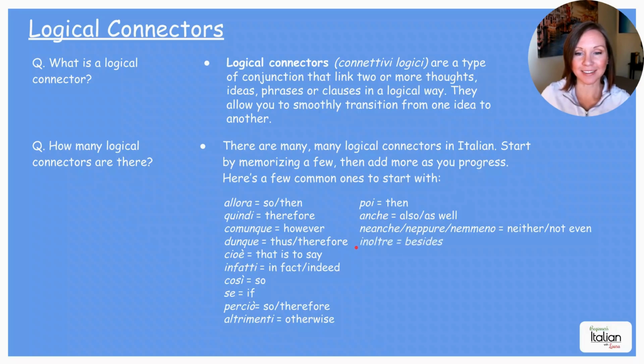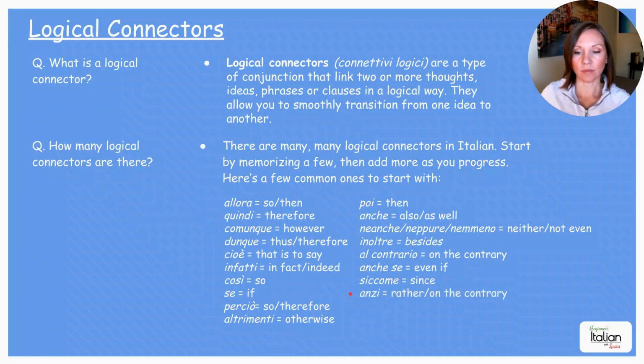Inoltre, besides. Al contrario, on the contrary. Anche se, even if. I just combined anche with se, and in this case, together, it means even if. Siccome, since. Anzi, rather or on the contrary. Insomma, in summary. And invece di, instead of. I just put them together because it's commonly used together, but you can use it on its own as well.